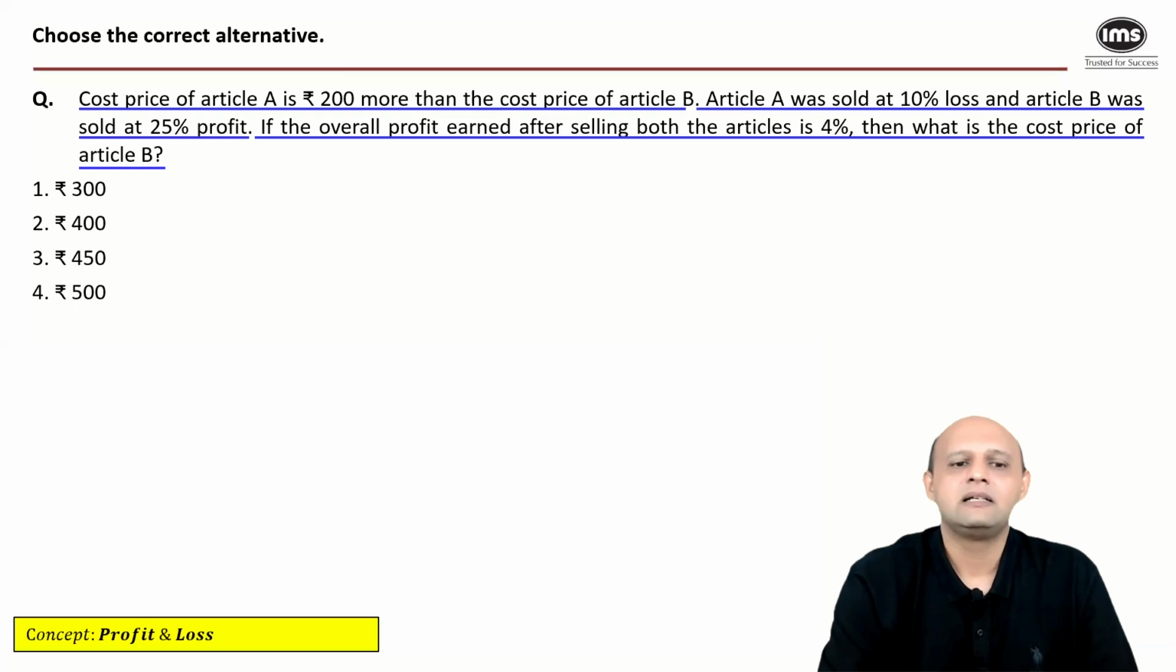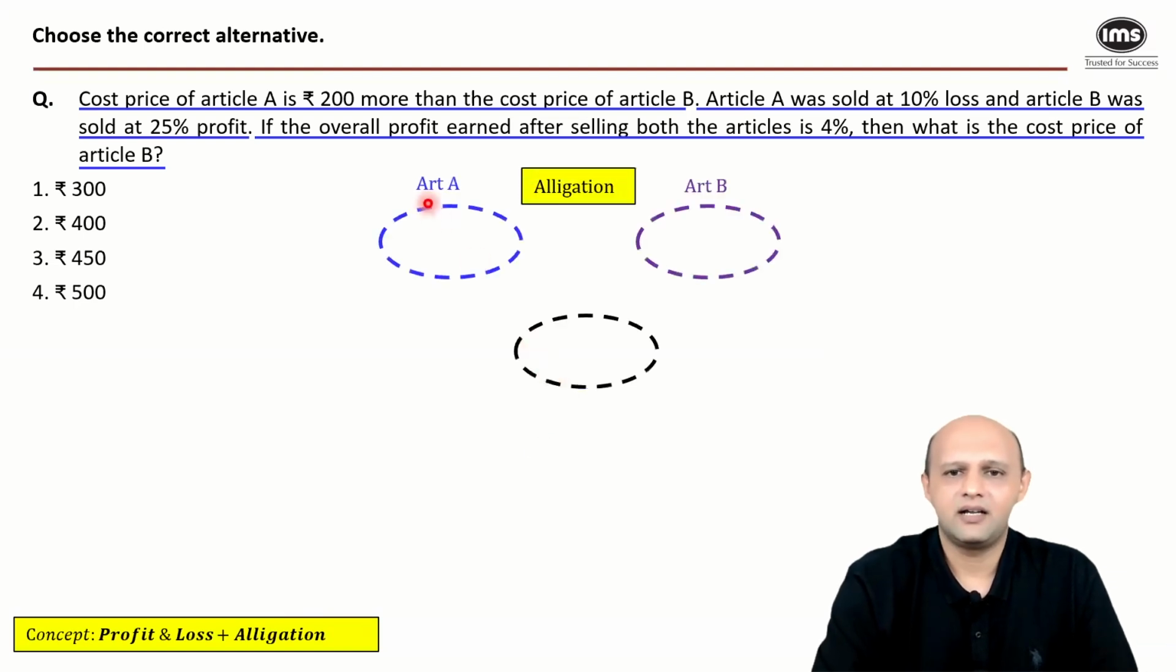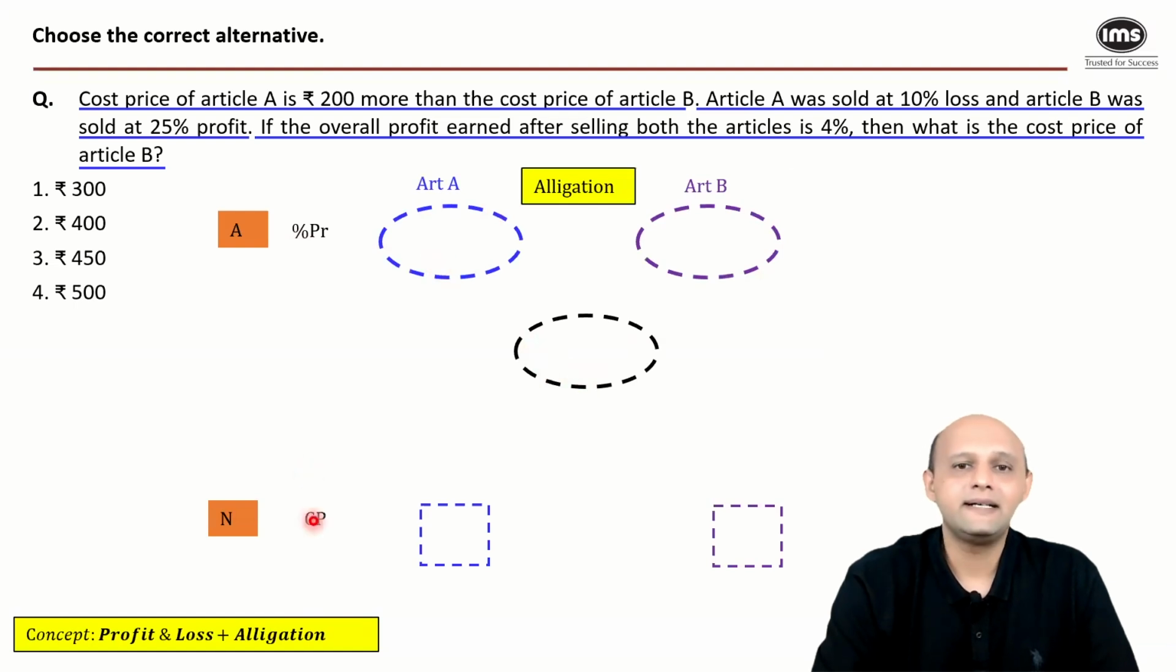Yes, you could also apply allegation when you're solving the question. I repeat, the question can be solved using the concept of allegation, which is what we are just going to check. The allegation setup is very clear. Article A, article B, this is the mixture. What would be the average? What would constitute the average is profit percent. What would constitute the quantity is basically the cost price here. You assume the cost price of article A to be X and that of B to be Y.